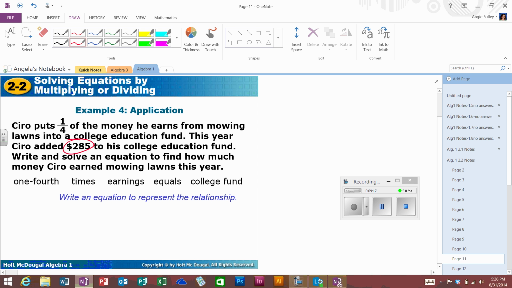So we want to know, though, how much money did this guy earn from mowing lawns total? We know what he put into the account, but we want to know what total he earned. So 1/4 times his earnings is equal to the college fund. Well, we don't know his earnings, so you can call it whatever you want, x. And that is equal to his college fund total, which right now we know is $285. Okay? So we need to figure out, what is x equal to? Well, to find that, we're going to multiply by the reciprocal.